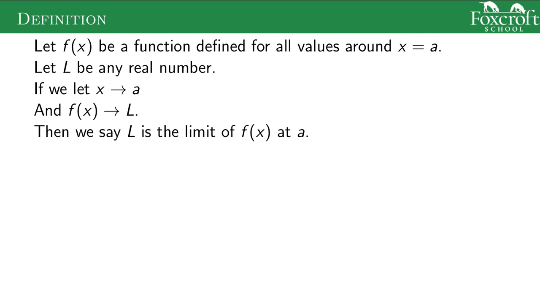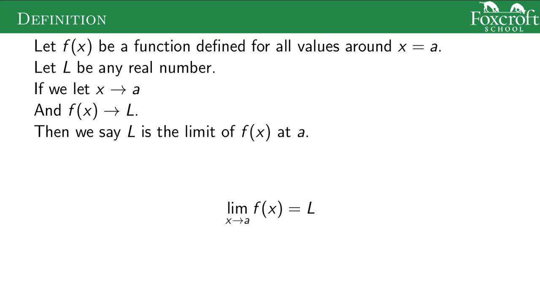So if that happens, as I get close to a, my function values get close to L, we say that that value L is the limit. All right, so that's the whole definition for the word limit of my function at the value a. So L is the limit of f of x at a if when x gets close to a, so as I get x values close to a, my output gets close to L.